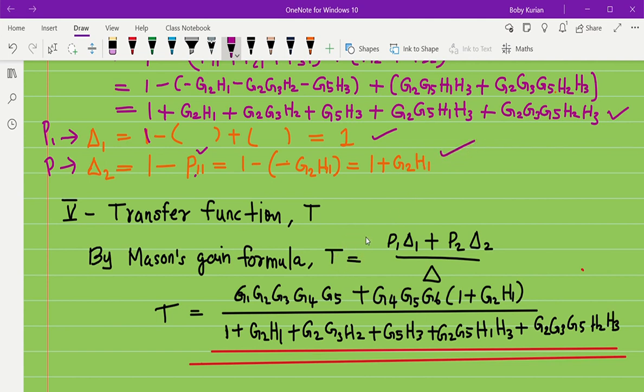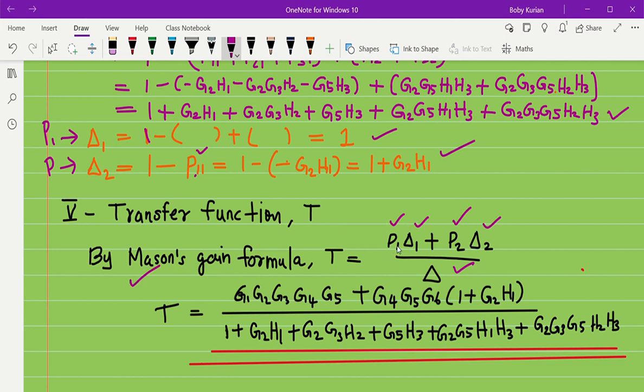Finally, all these values we have to put into the formula P1 delta 1 plus P2 delta 2. P1 is the first forward path gain, P2 is the second forward path gain, delta 1 we obtained as 1, and delta 2 we obtained as 1 plus G2H1. These values are substituted in the numerator, and the denominator is the delta we have already found. Thus we have finally obtained the overall transfer function of the given signal flow graph by using Mason's gain formula.